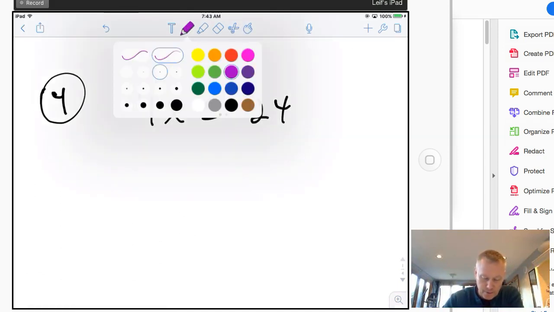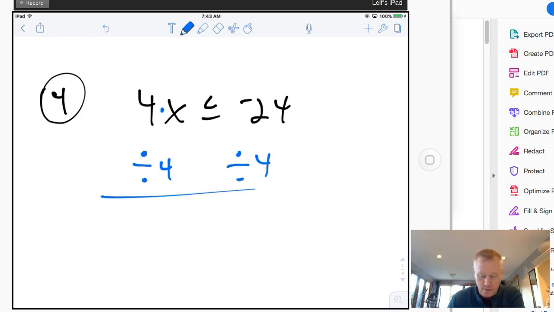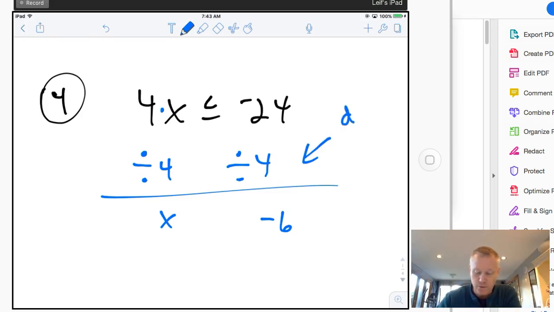4x is less than or equal to negative 24. So this one, I'm going to divide by 4 because this is connected by multiplication. X is negative 24 divided by 4, which is negative 6. Now, do you flip the sign or not? That's the question. Negative 24 divided by 4. You're dividing by 4, so you don't flip. Okay? Hope that makes sense. Keep the sign the same. So that's what you get.